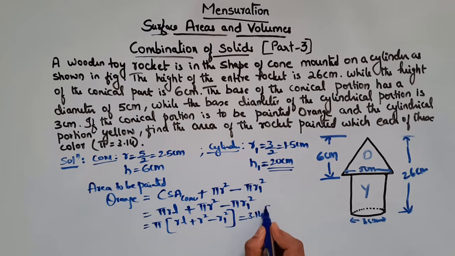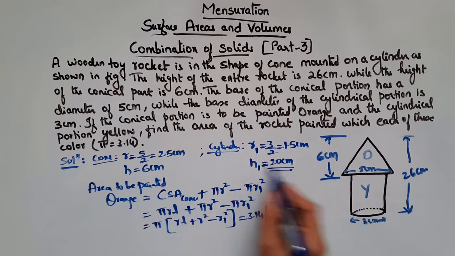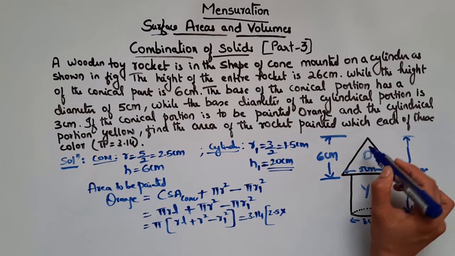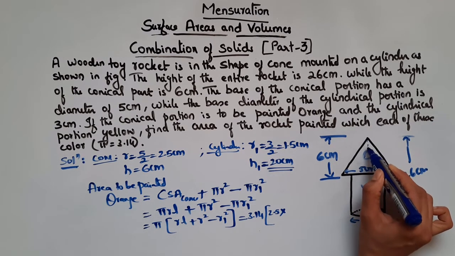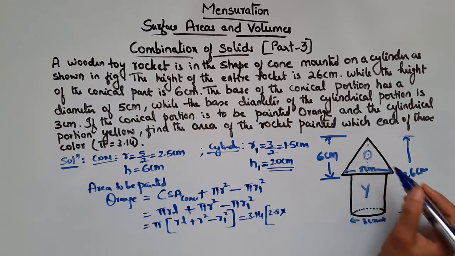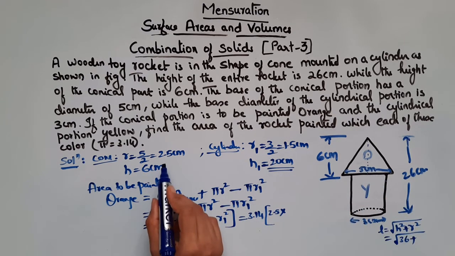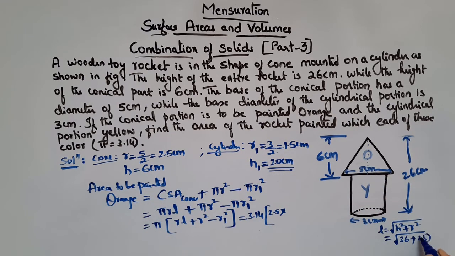So 3.14 into r is the radius of the cone. So radius of the cone is 2.5. So 2.5 into L. Now what is the slant height? Here slant height is not given. So we have to find the slant height, right? So slant height L is equal to square root of h square plus r square, which is equal to, what is the height of the cone? Height is 6, so 6 square is 36, plus what is the radius of the base of the cone? 5 centimeter. So by 2, that means 2.5. So 2.5 whole square, which is equal to, when you simplify this, this will give you 6.5 centimeter.